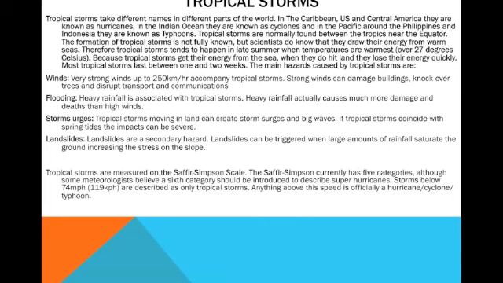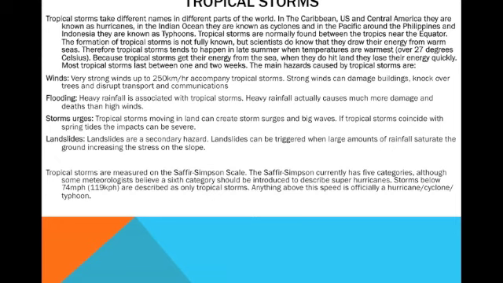Storm surges. Tropical storms moving inland can create storm surges and big waves. If tropical storms coincide with spring tides, the impacts can be severe. Landslides. Landslides are a secondary hazard. They can be triggered when large amounts of rainfall saturate the ground, increasing the stress on the slope.